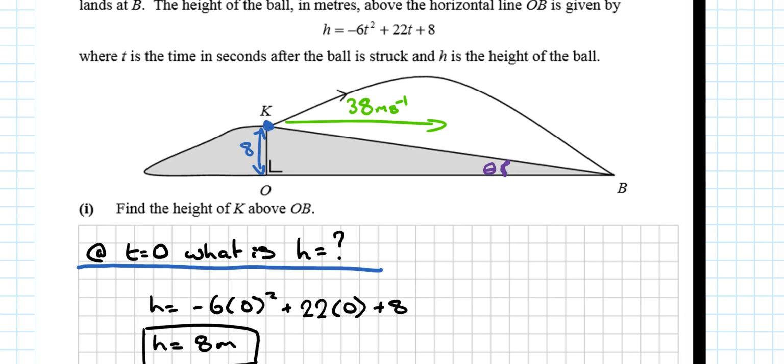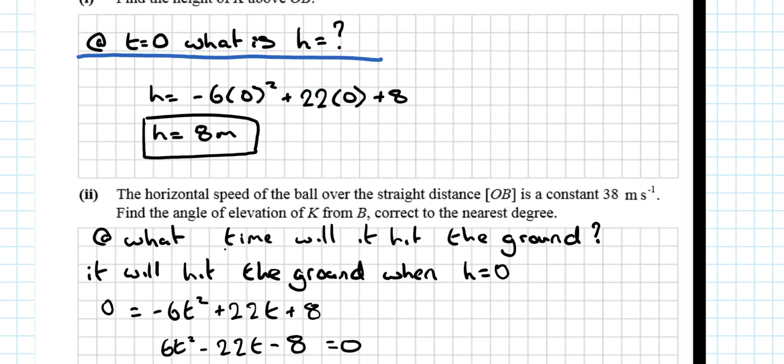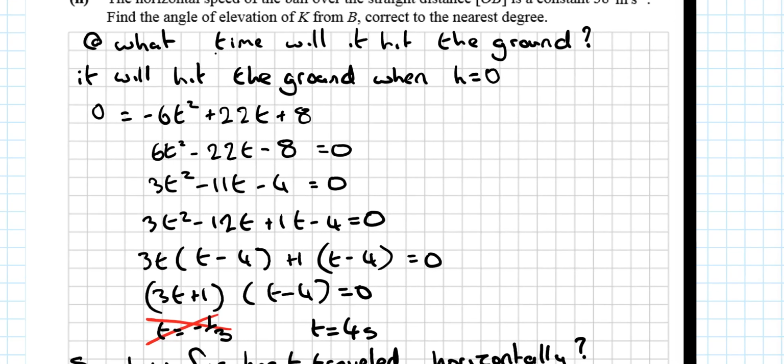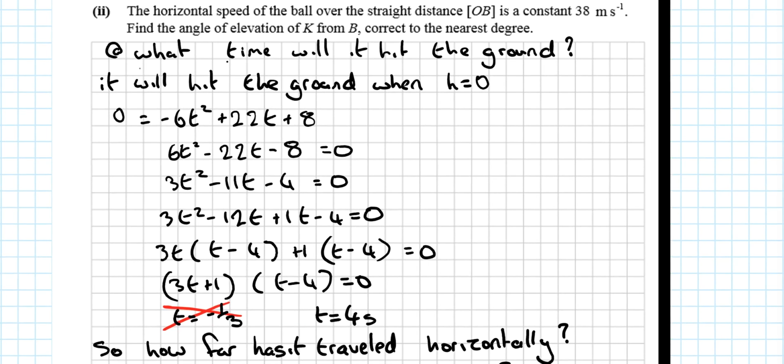when the height is 0. Remember, its height was 8 to begin with. It lands when its height is 0. So at what time will it hit the ground? It will hit the ground when h is equal to 0. So subbing in 0 for h, and we get a quadratic equation. Solving the quadratic equation, we get two answers. One is -1/3, and the other is 4/3.